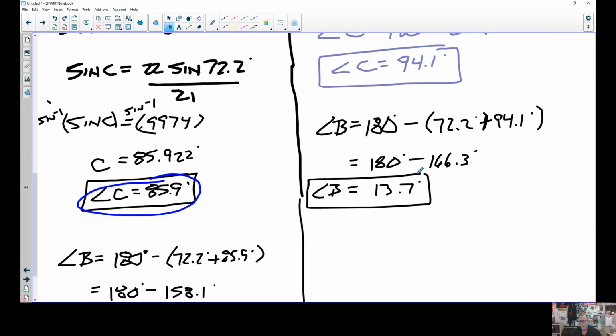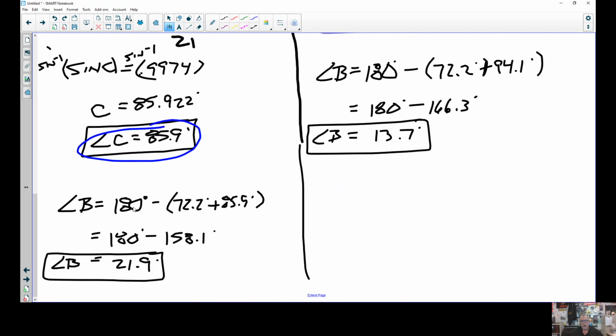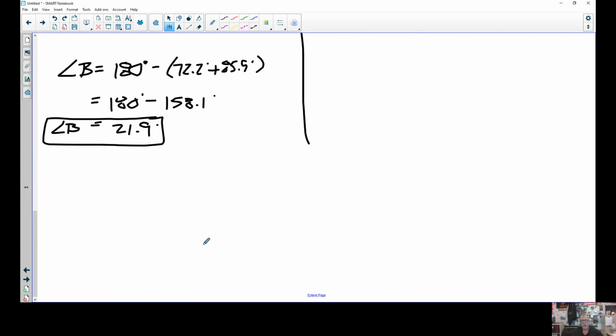And so for both triangles, now we've solved for all of the angles. Now we can go back and use the original ratio we had here, right? Always go back to your givens if you can. We need side B still. So we're going to use that original ratio of 21 over sine 72.2, and we're going to say that's equal to the length B we don't know over sine of that one we just found, 21.9. Of course, you got to be careful that you found the right ones as you went along here.